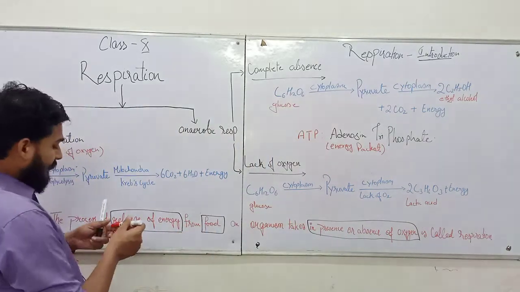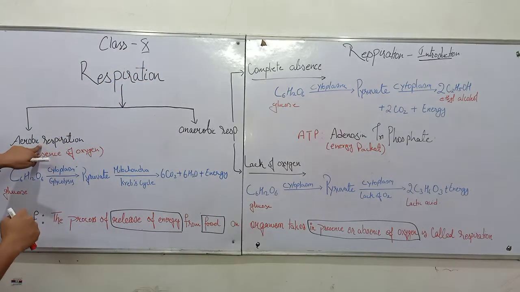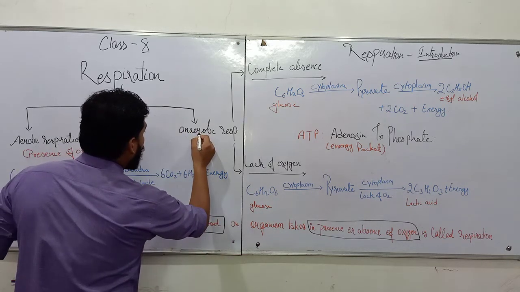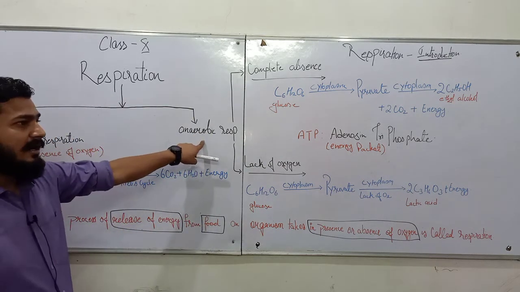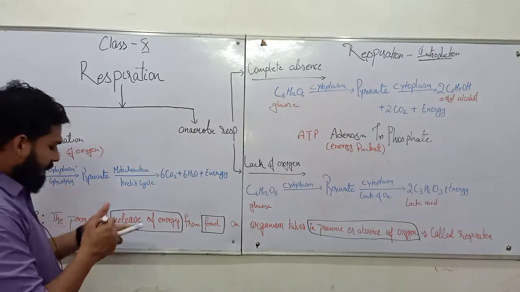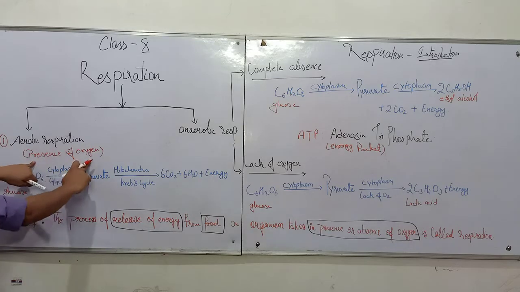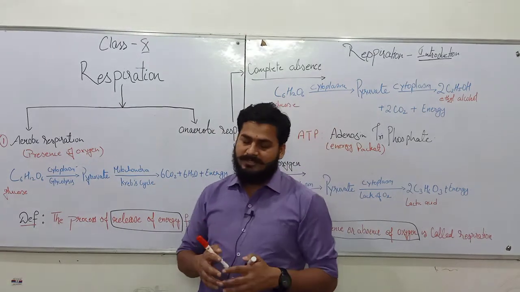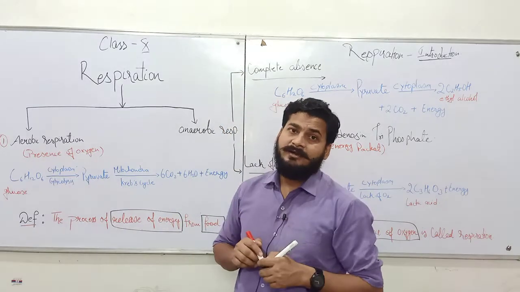Respiration is of two types. First is aerobic respiration and second is anaerobic respiration. First, let us talk about number one, aerobic respiration, which is the one which takes place in presence of oxygen. You can define aerobic respiration as the process of respiration which takes place in presence of oxygen. This is called aerobic respiration.